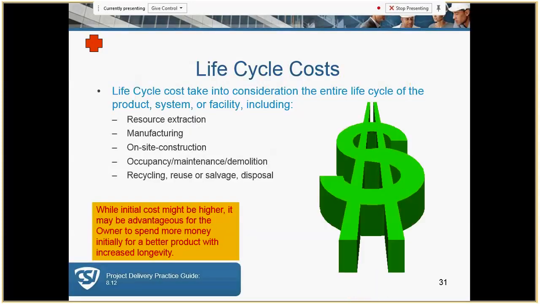Life cycle costs take into consideration, again, the entire life of the product, system, or facility. And these are right from your project delivery practice guide: resource extraction, manufacturing, on-site construction, maintenance, recycle, reuse, or salvage, and disposal. So the initial cost might be higher. It may be advantageous to an owner to spend more money initially for a better product with increased longevity.